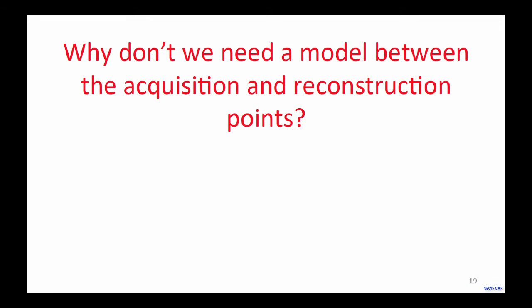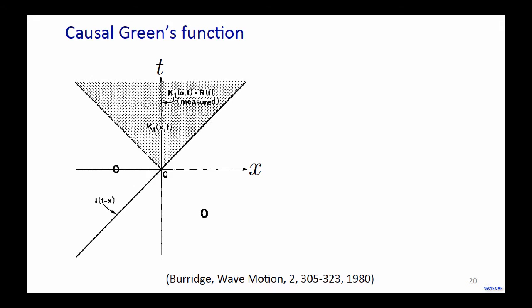So now I want to come back to that whole question: why don't we need a model between the acquisition and the reconstruction points? I'm going to show you some figures in a paper by Bob Burridge in 1980. He used all these figures as graphical derivations of his infrascattering equations. He didn't give the physical interpretation, which is too bad, because he could have saved us 35 years of work. He analyzed the plasma wave equation, which is an equation in which waves move at a constant velocity. In this case, the velocity was equal to 1.